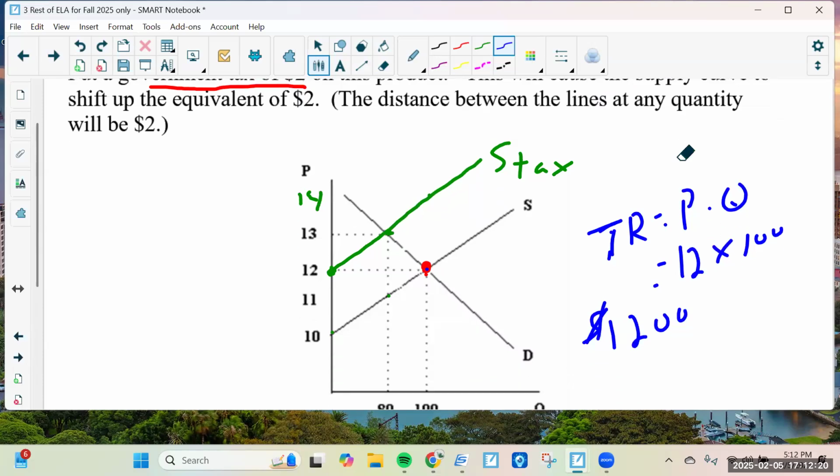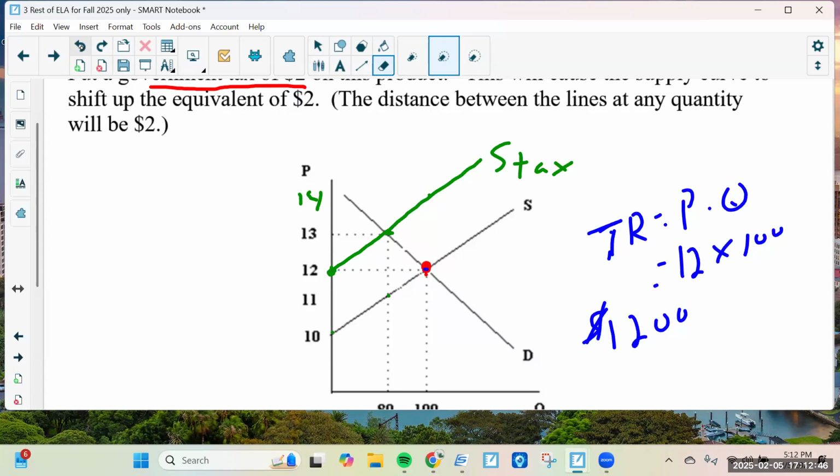In other words, the red dot's here at 12. And what we're going to do is shift this curve this way by $2. So we're going to go straight up and down by $2. That means every point along this curve has got to go up by $2. But the supply curve is upward sloping, it's not horizontal, it's not vertical.